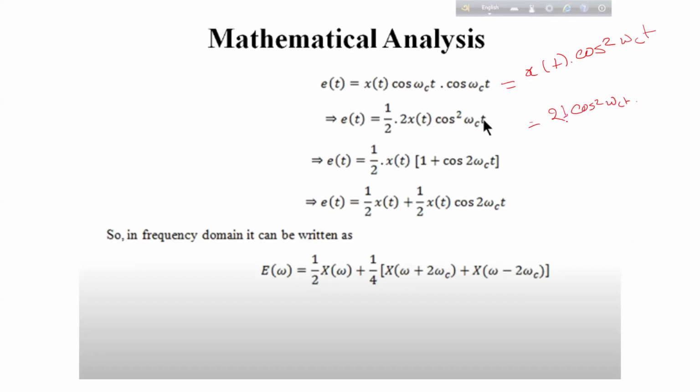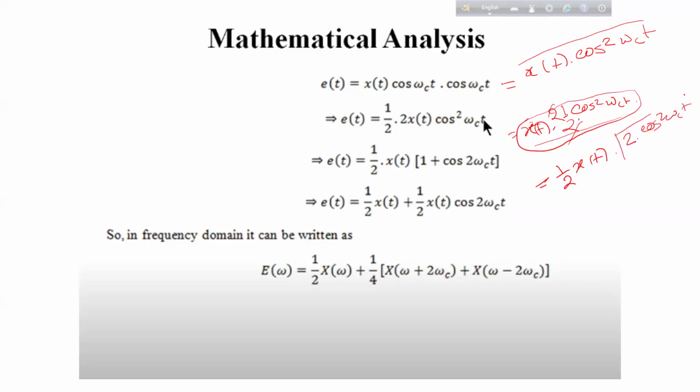Sorry, 2 into half into cos square omega ct, right? And xt is multiplied here, okay? So 2 will be nullified, and this equation is equal to this equation. So we can write this equation in this form. Now it can be written like half into xt into 2 cos square omega ct.